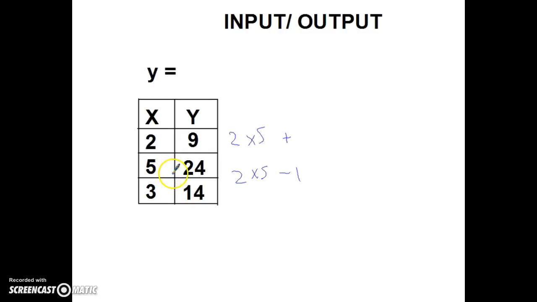I'm going to put the 5 in. 5 times 5 is 25. Minus 1 gets me to 24. Try it with the 3. 3 times 5 minus 1. 3 times 5, 15. Minus 1 gets me 14. So I'm taking x times 5 and then subtracting 1. So y equals 5x minus 1.